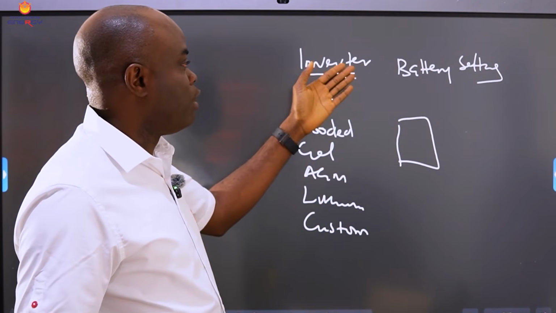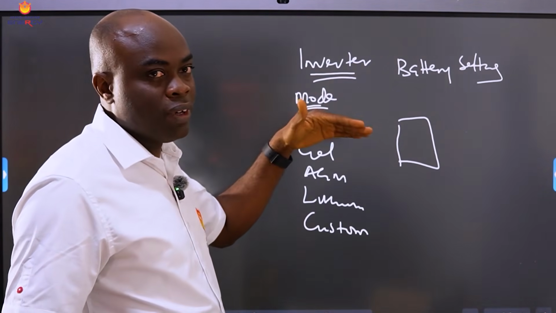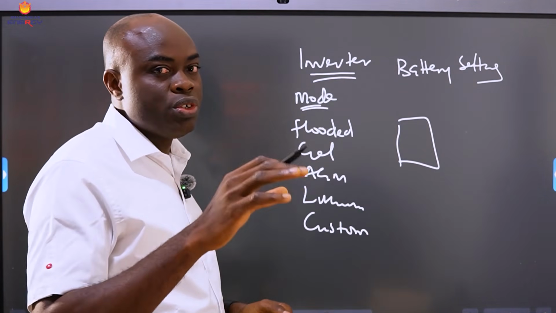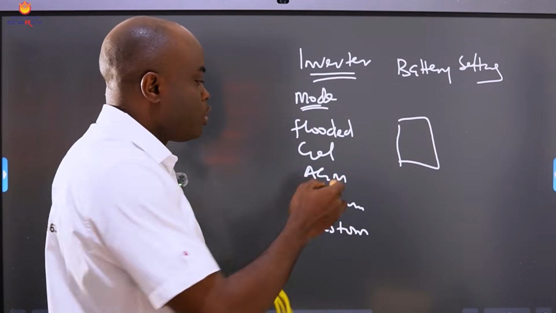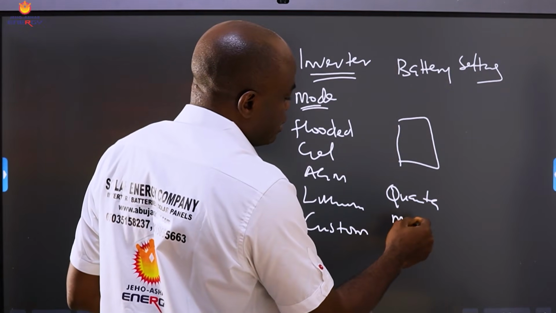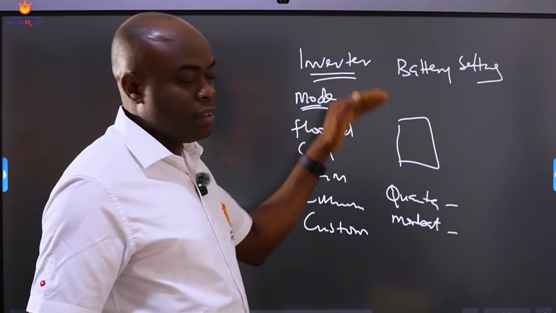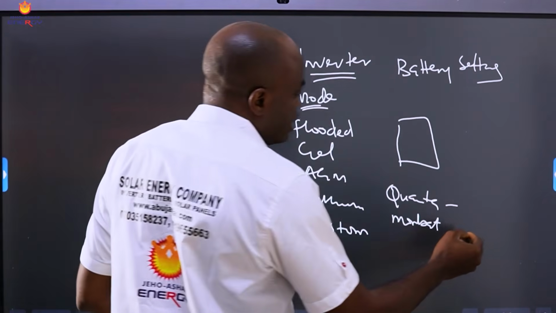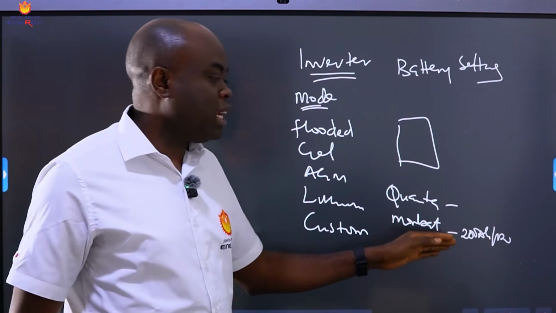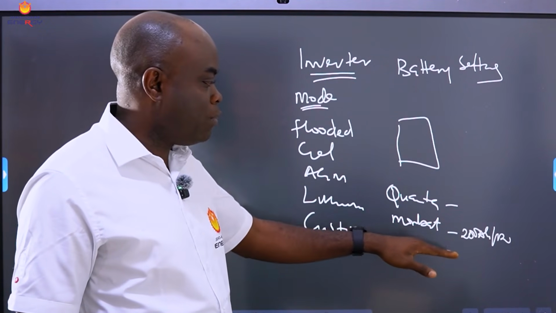So the inverter manufacturer will have those brands in their program inside the inverter, so that once you select it, it automatically picks up the specifications of that battery by the manufacturer of that battery. For example, if you pick, say, Quanta or Mombat, once you pick it on the inverter, you put the capacity, let's say 200 AH, 12 volts.